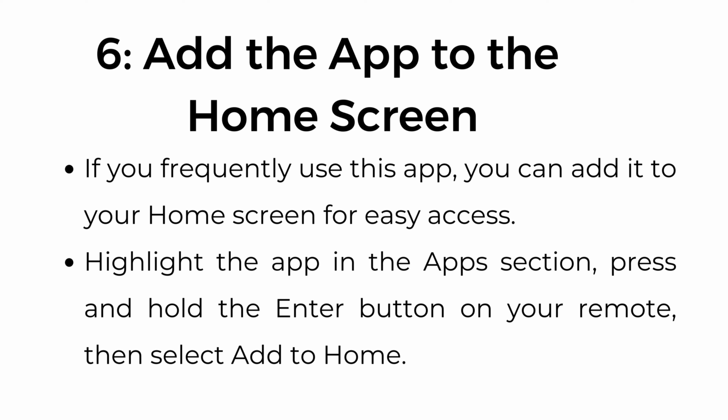Step number 6. Add the app to the home screen. If you frequently use this app, you can add it to your home screen for easy access. Highlight the app in the Apps section, press and hold the Enter button on your remote, then select Add to Home.